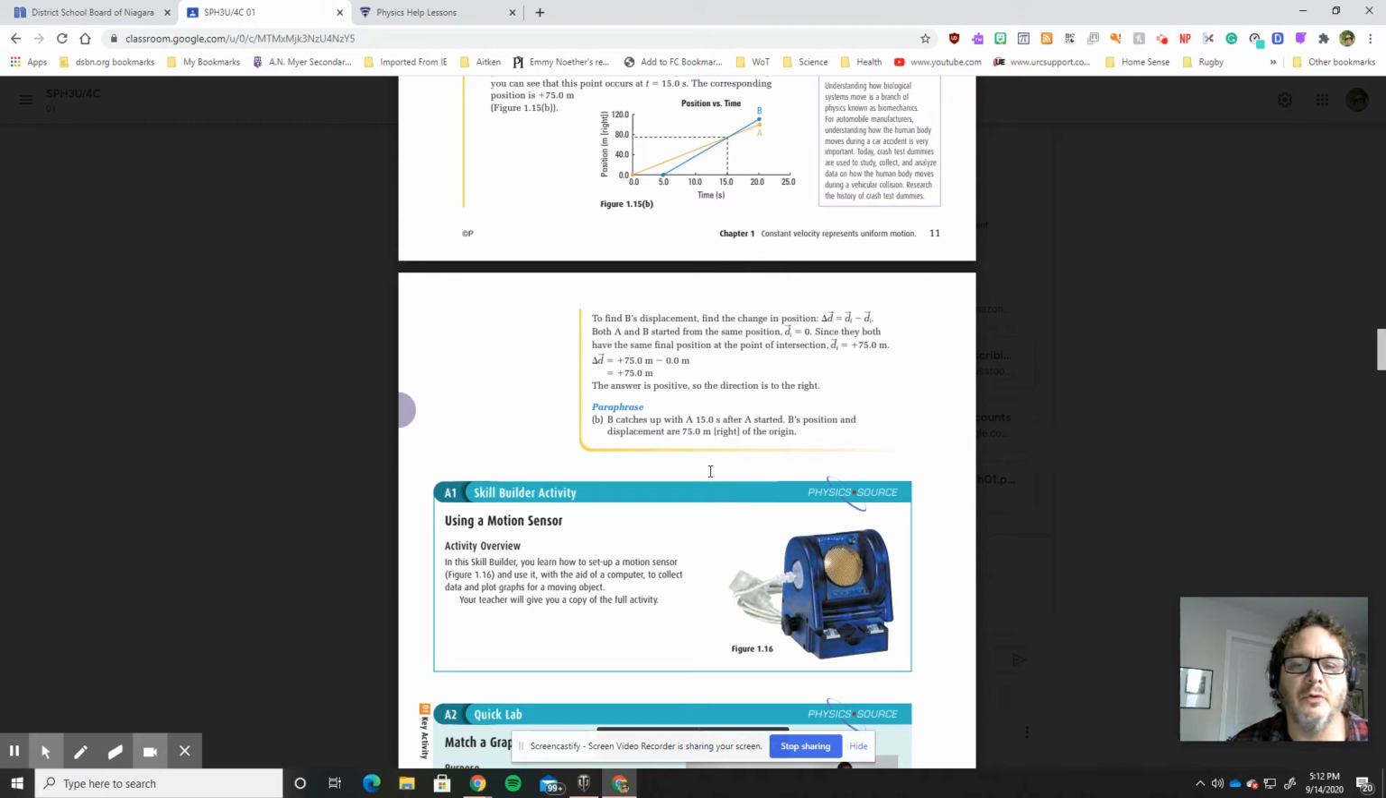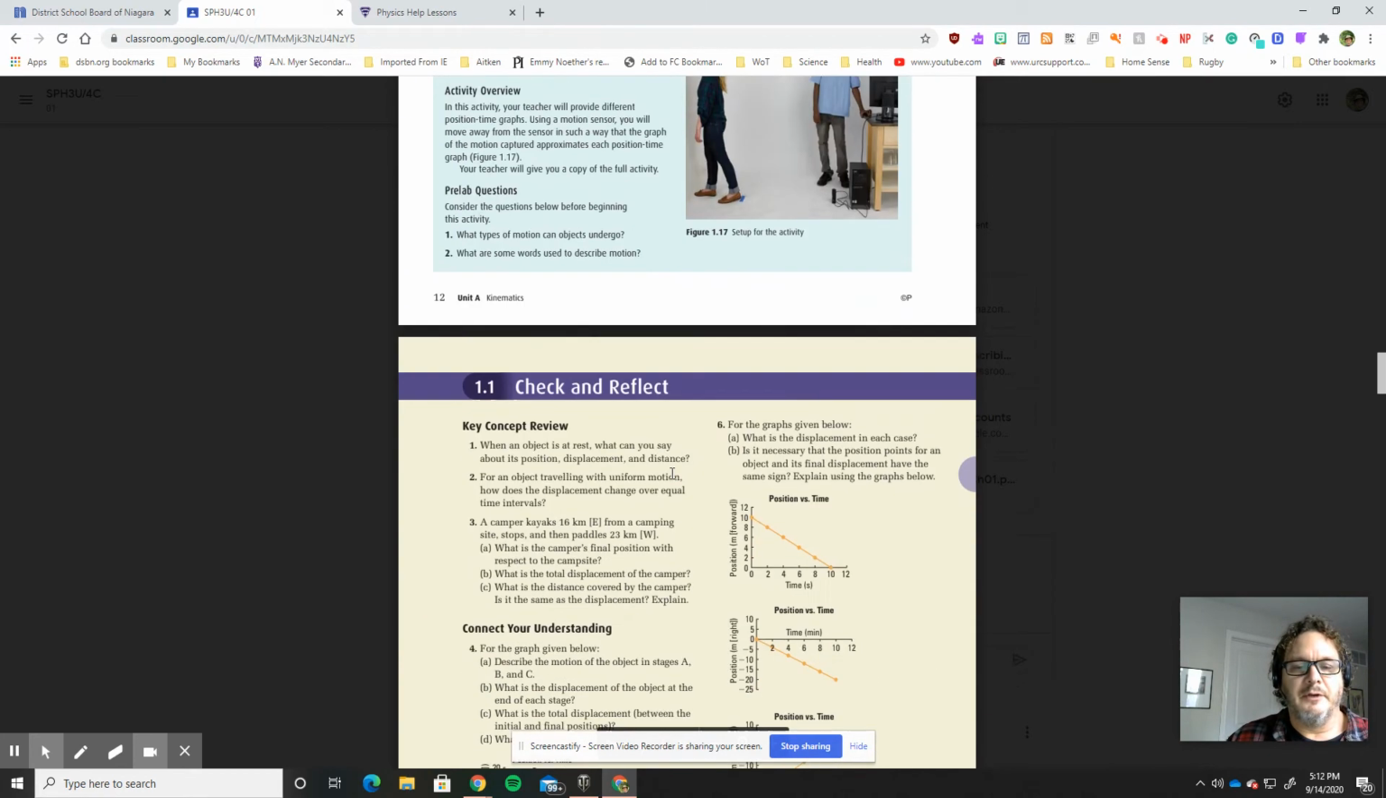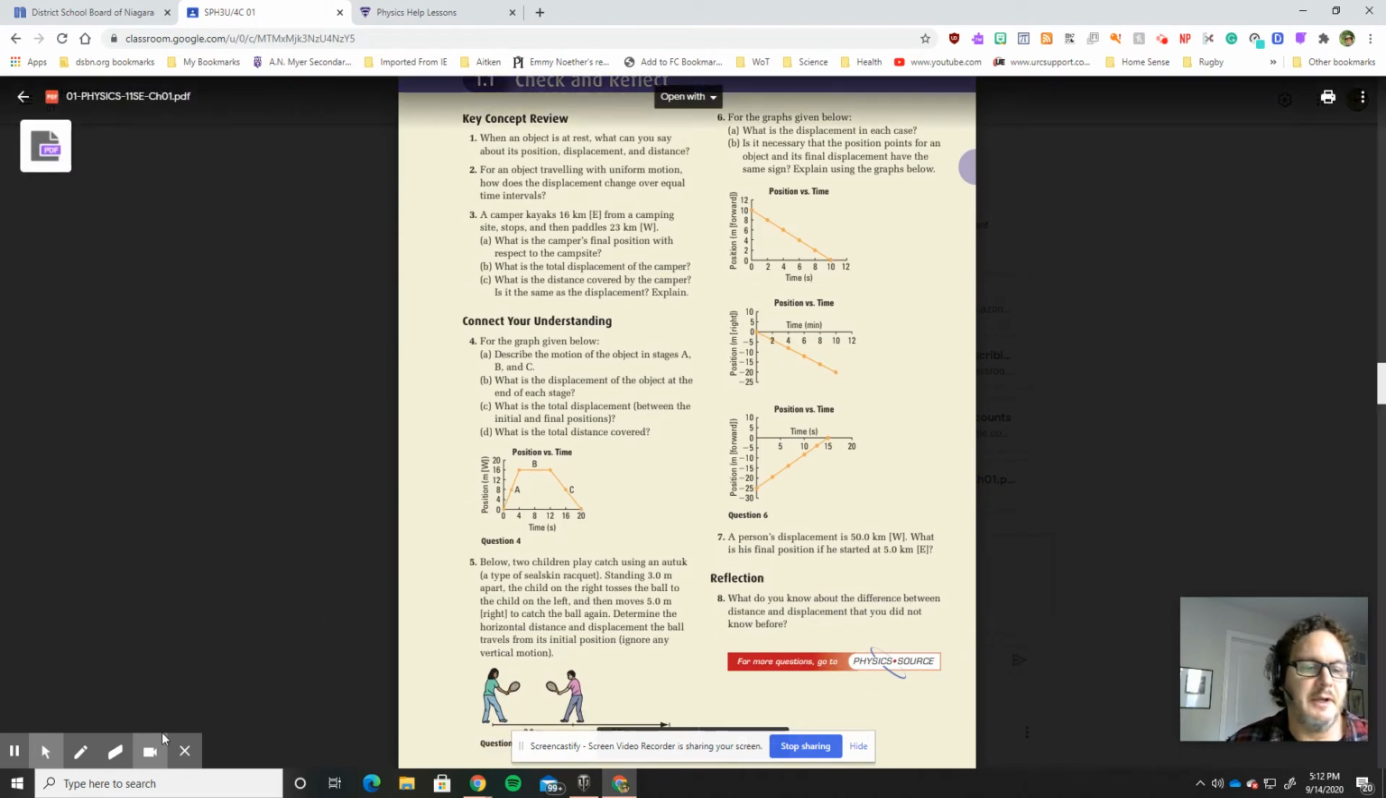All righty, so scroll on here. We're not going to use the motion sensor. So when you do the check and reflect, I think I assigned questions 2, 3, 4, 5, 6, and 7. These go pretty fast. I did get questions on this one primarily of describing the motion. It depends how specific you want to get.